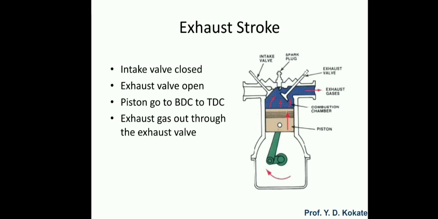Like this, all these four strokes happen in two crankshaft rotations. That means each stroke happens in a half rotation. There are four strokes, so two rotations of the crankshaft take place in a four-stroke petrol engine. This is the working principle of the four-stroke petrol engine.